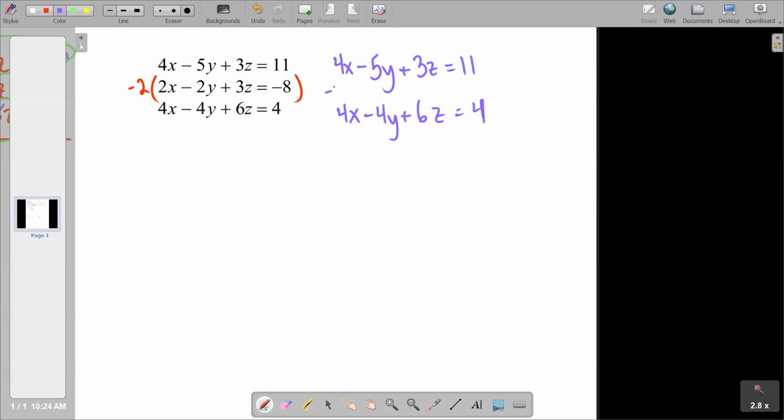So we're going to get -4x's. We're going to get +4y's. We're going to get -6z's. And that's going to be equal to +16.